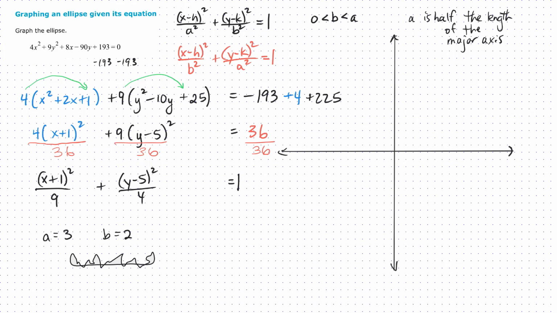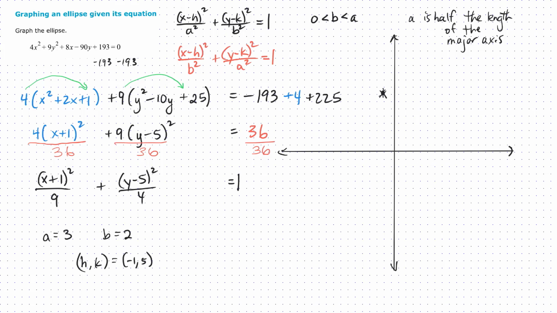So draw your x and y axes. And let's locate the h, k. We said our h, k was negative 1 and 5. So let's plot negative 1 and 5. Right there. I'm going to draw a star. That's my h, k.